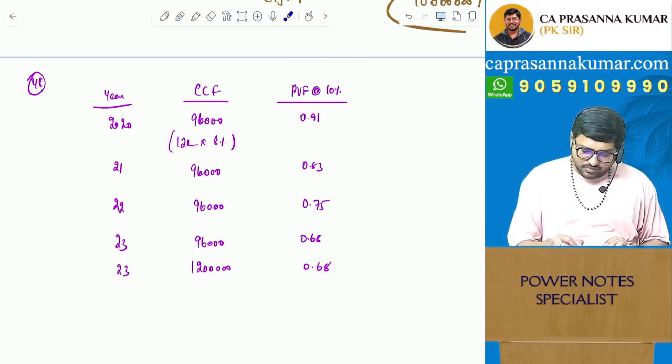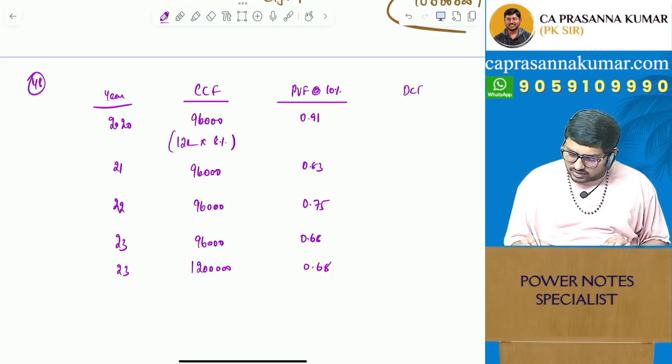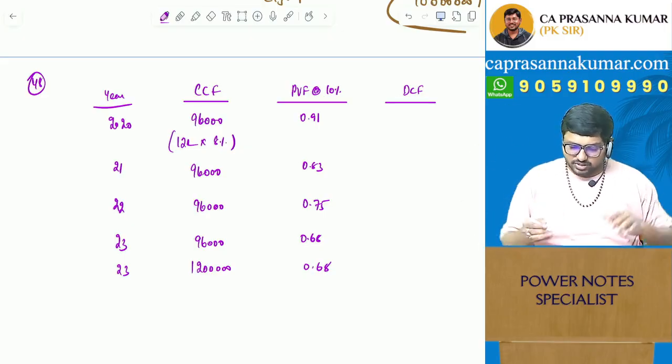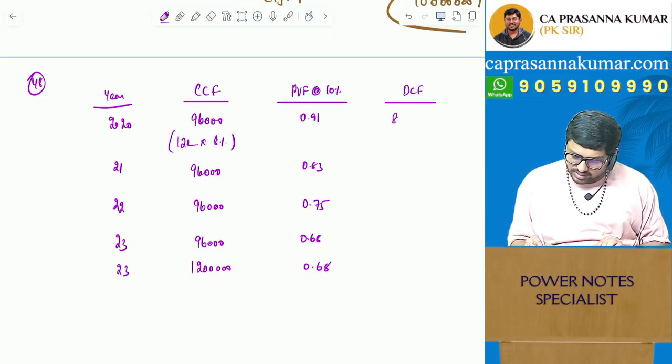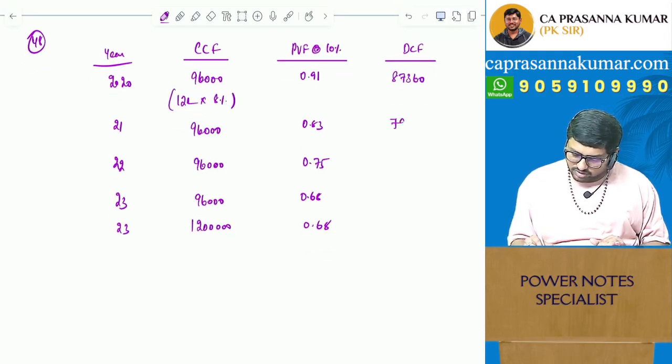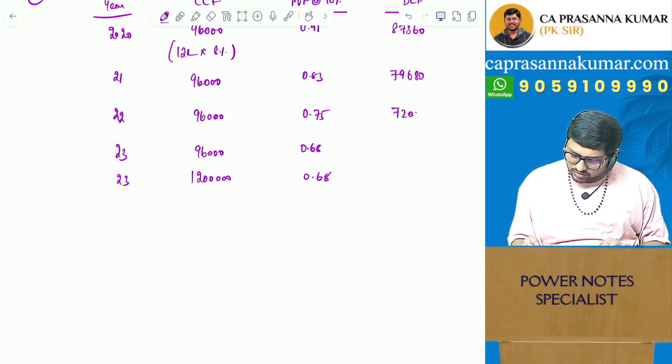All right. Now, let's calculate the discounted cash flows. I've already done this calculation. Some students have already done it. So let me put the numbers directly. 87,360. Let's not waste time on this, okay? Time is very valuable for us. 79,680. 72,000. Okay, so this total value will be 8,81,280.